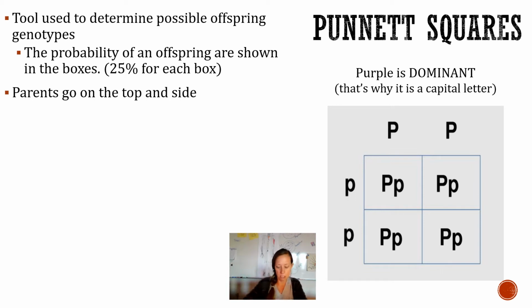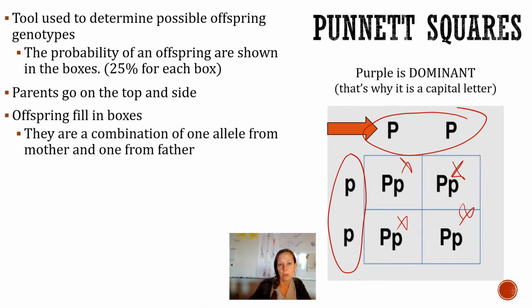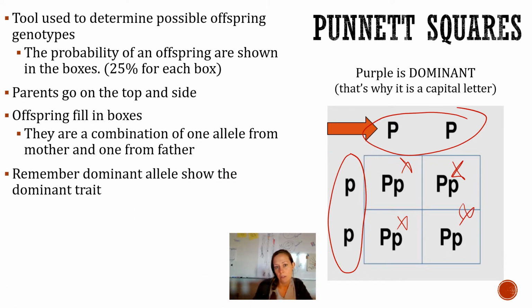So when we do this, let me get my trusty pen out. Parents go up here. That's one parent. That's another parent, all right? And then the offspring, the babies, are these guys, right? The offspring go in the boxes. They're a combination of 1 allele from the mother and 1 allele from the father. The dominant trait is always going to show when we do complete dominance.